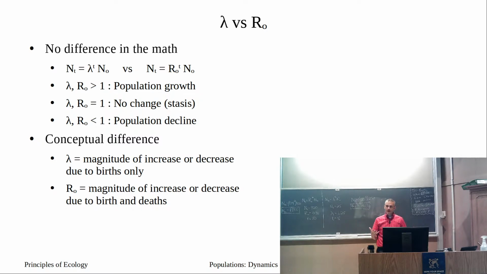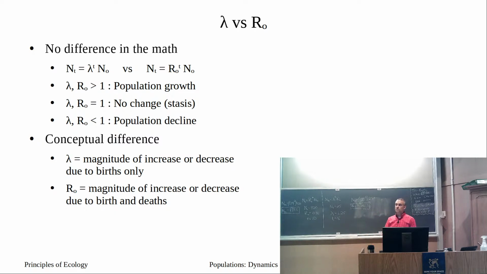The difference between lambda and R naught really comes down to the conceptual meaning of them. What are they actually capturing? Lambda is capturing the increase or decrease in our population due to births only, because all of our adults die every year before the next generation reproduces. So lambda is all about just births. That's all it is.